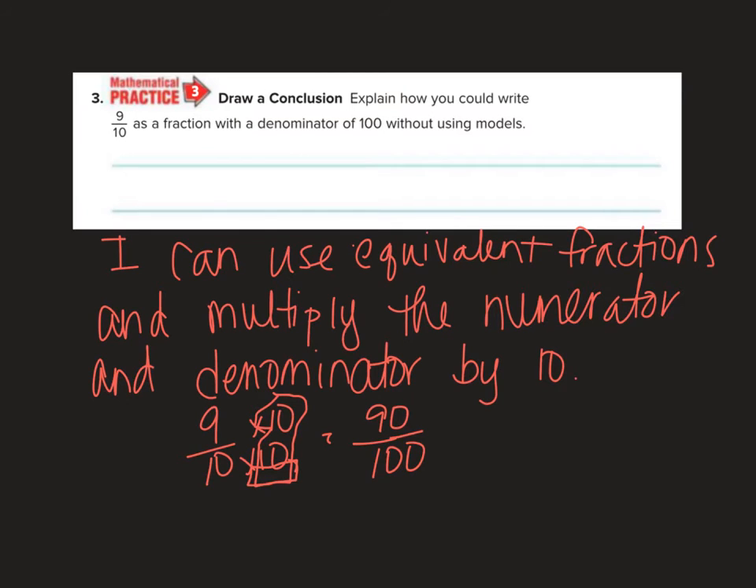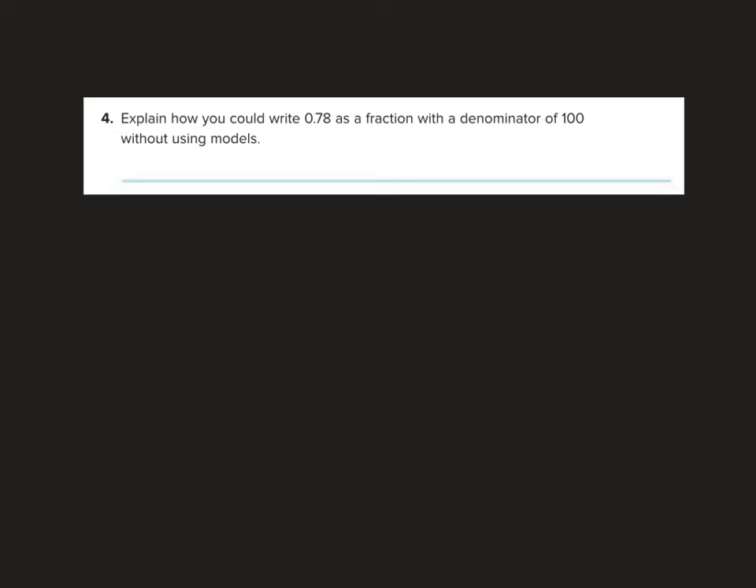Let's move on. Explain how you could write 78 hundredths as a fraction with a denominator of 100 without using models. So 78 hundredths, I would just write 78 over 100, because this decimal, the 8, is in the hundredths place. So that makes this decimal called 78 hundredths. So I just write it as 78 over 100. I explained it in word form, but I don't really feel like writing all that out. So that's how we would do it.